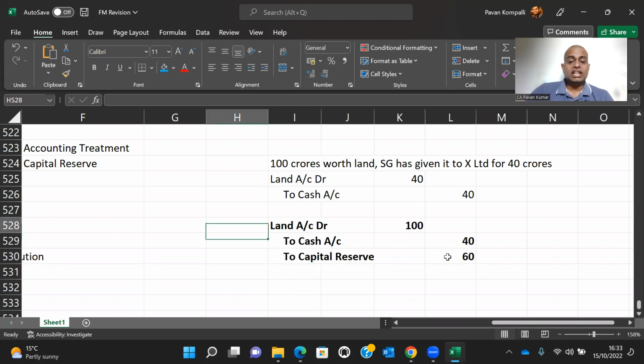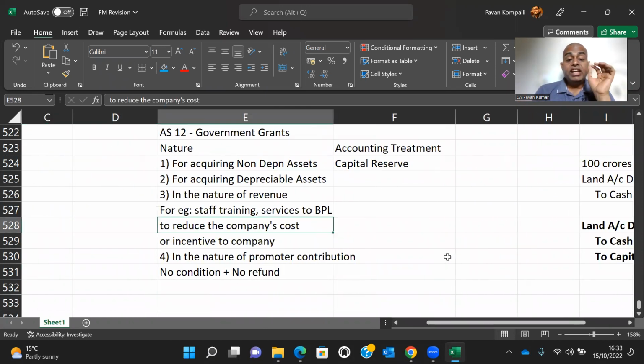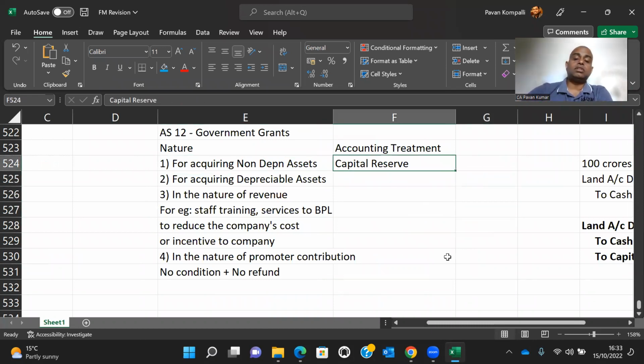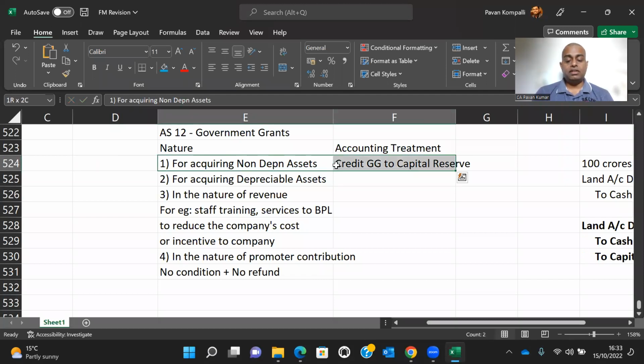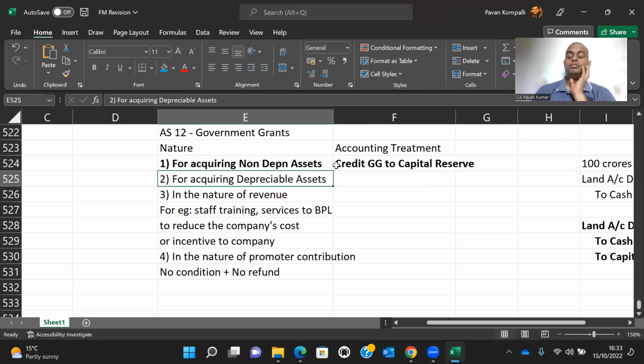Anyway, so this is the correct journal entry. So do we agree on this for acquiring a non-depreciable asset? Credit government grant to capital reserve. Can I say credit government grant to capital reserve? Are we done with this one? Can we go to 2?